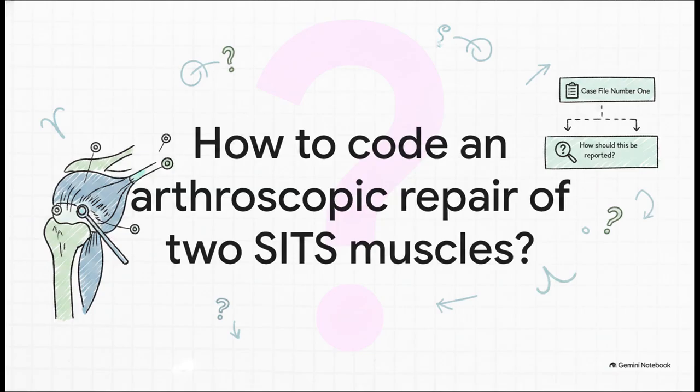The surgeon's notes state, performed a meticulous arthroscopic repair of both the supraspinatus and subscapularis tendons in the right shoulder. A total of 4 biocomposite suture anchors were utilized for fixation. Think about the anatomy. Think about the rules we literally just discussed. How should this be reported?